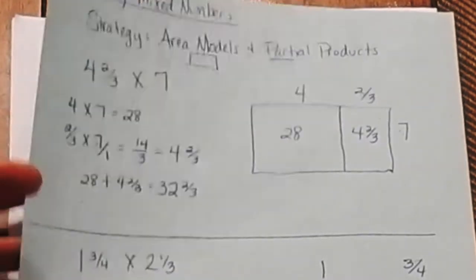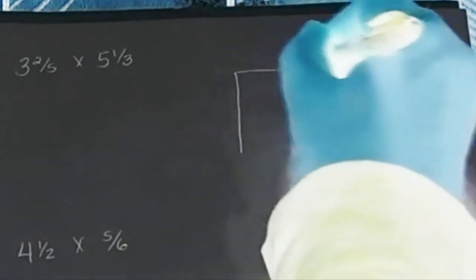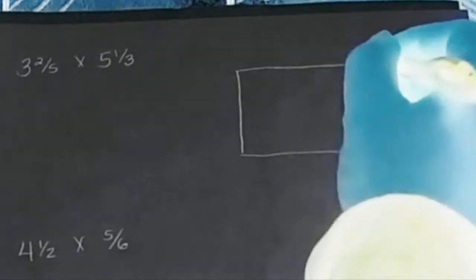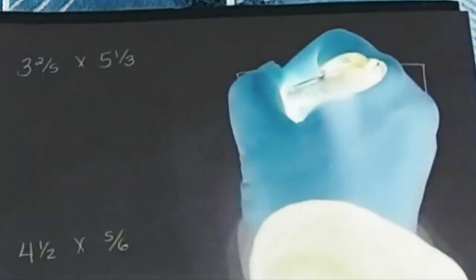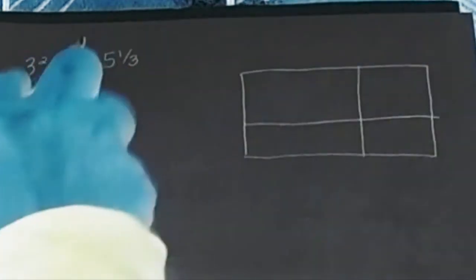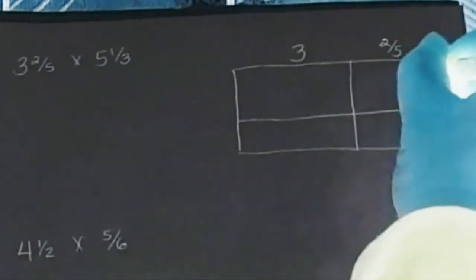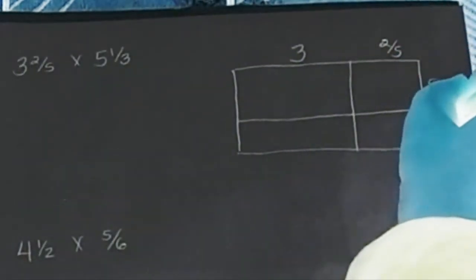All right, let's do a couple more problems together, just so you start to get the hang of it. All right, again, I have a tricky one, meaning I have a mixed number times a mixed number. So I'm going to go ahead and draw the area model first. So you draw your rectangle, and you're going to split it up into its parts. I'm going to break up that 3 2/5 into 3 and 2/5. And I'm going to break up that 5 1/3 into 5 and 1/3.